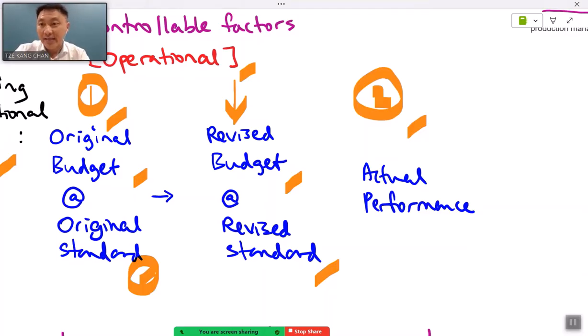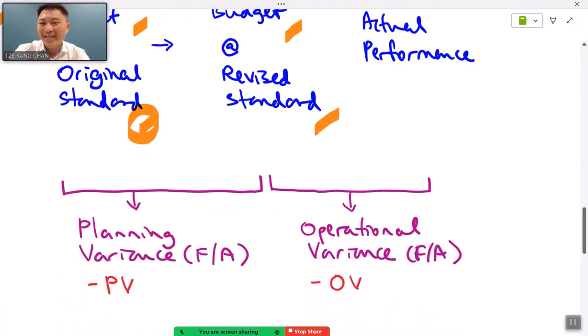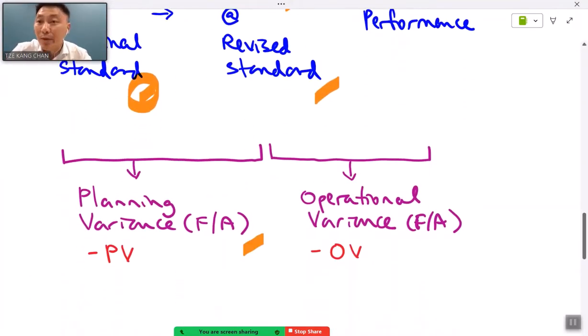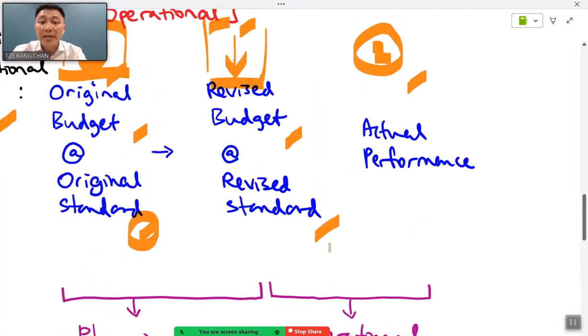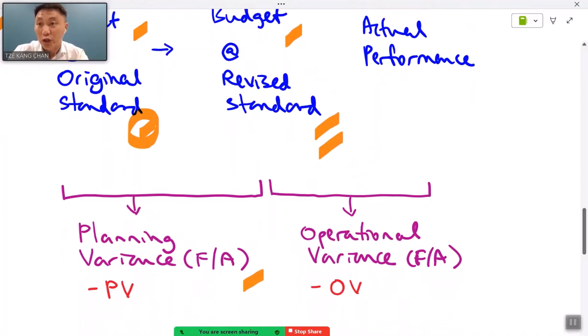Once the revised budget is established, any difference between the original and the revised budget would therefore be classified as a planning matter. This gives rise to the planning variance. If the revised budget's performance is better off compared to the original budget, that planning variance is said to be favorable, vice versa. Let's name this as PV.